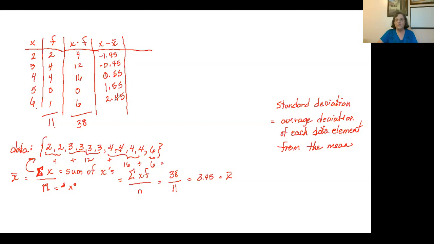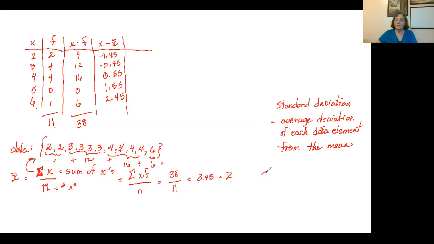So what they do to keep the negatives from canceling out the positives is, rather than simply get the absolute value, they square them and then they go back and take the square root. Squaring it does away with the negative, and then taking the square root does away with the squaring.